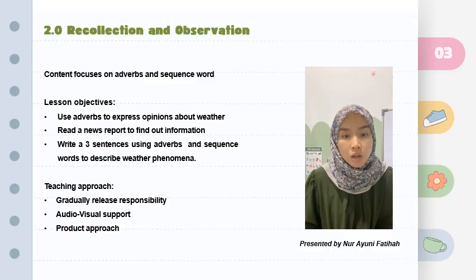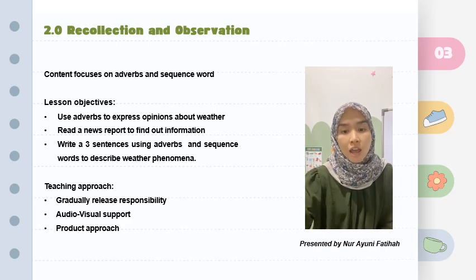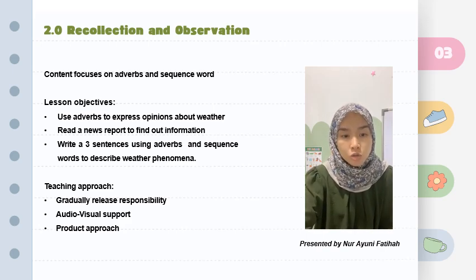production stage. So we also apply product approach, where students analyze the video about the rain together with the teacher, with teacher guidance, and build 3 to 4 sentences to demonstrate their understanding in the application of adverbs and sequence words, which help them to build full sentences.